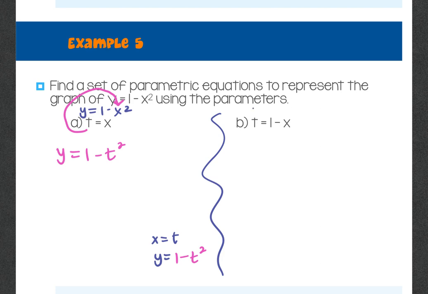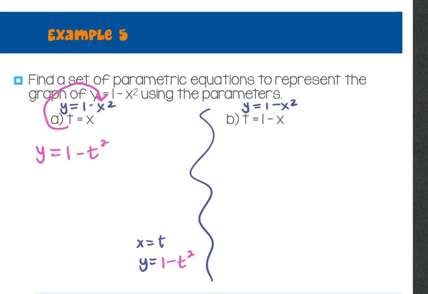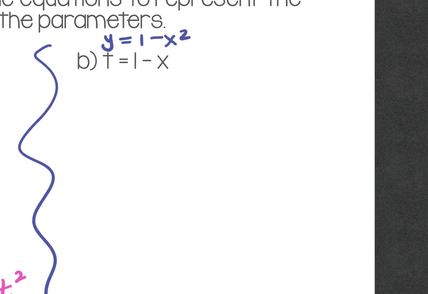For b, you're using the same two equations, so y equals 1 minus x squared, and then t equals 1 minus x. We have to solve the one that has the t for the other variable. So if you look at b, it's the x again. I have to solve it for x. So negative x would equal t minus 1, and then multiply or divide everything by negative 1. x equals negative t plus 1, or 1 minus t. That doesn't matter. But that's the x equals.